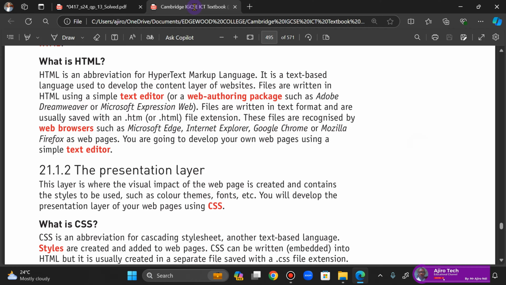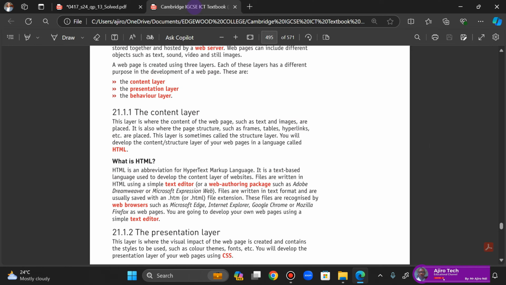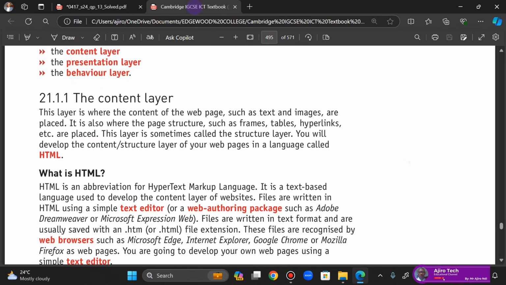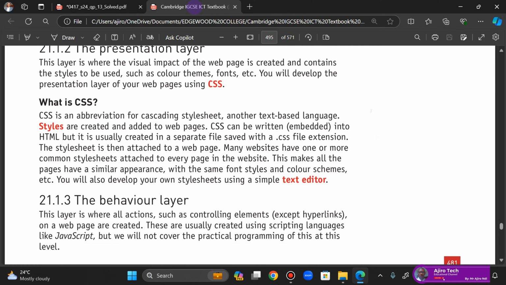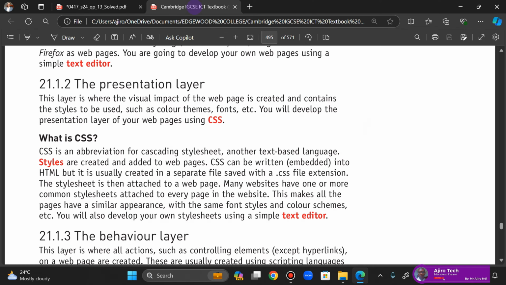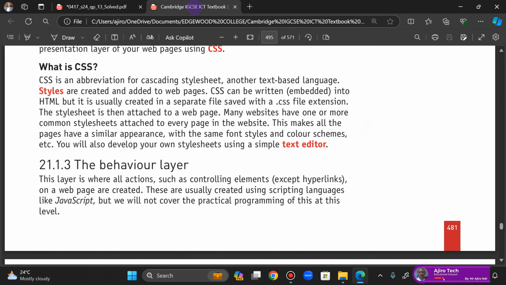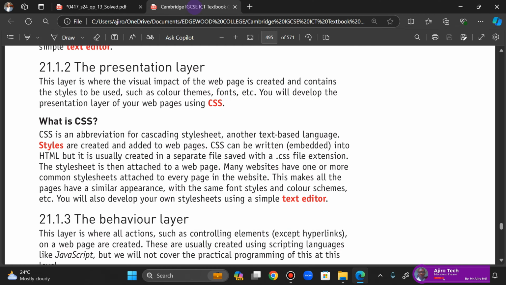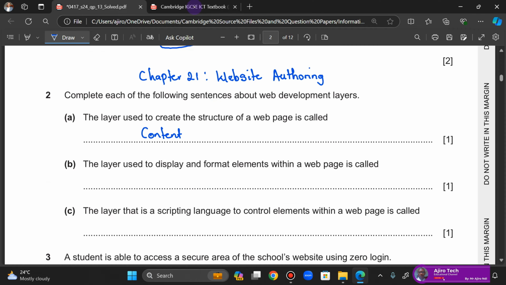Okay. For your content, we see the content layer as it can also be seen as a structure layer. Okay. So please take note of that. Okay. For the behavior, you can also see it as scripting. Presentation, maybe you can see it as styles. Okay. So, all right. Hope that makes sense.